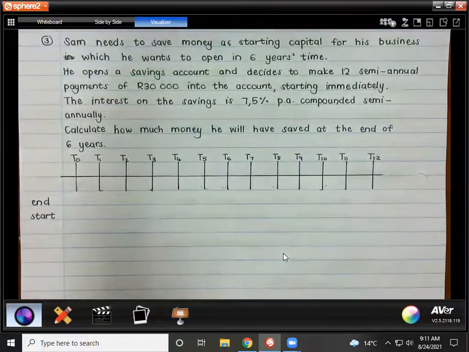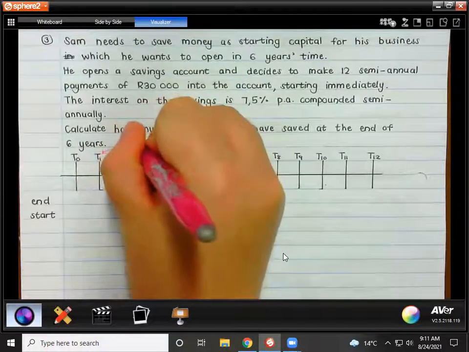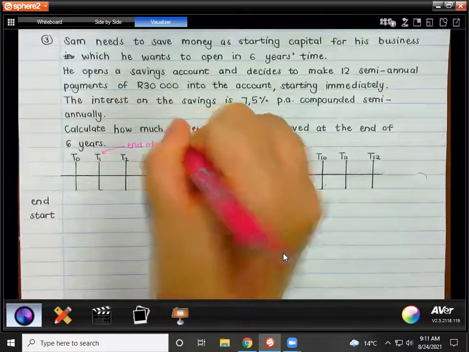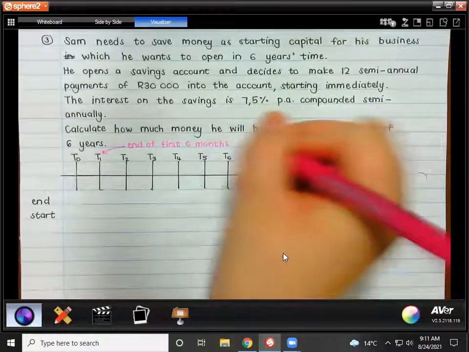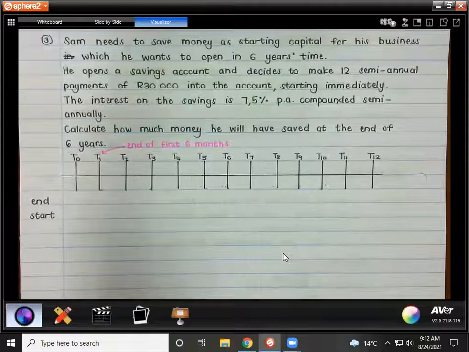Maybe I should just add that in, sorry, because that's different from what we've done before. This is the end of the first 6 months, and then so on. So each block represents 6 months.